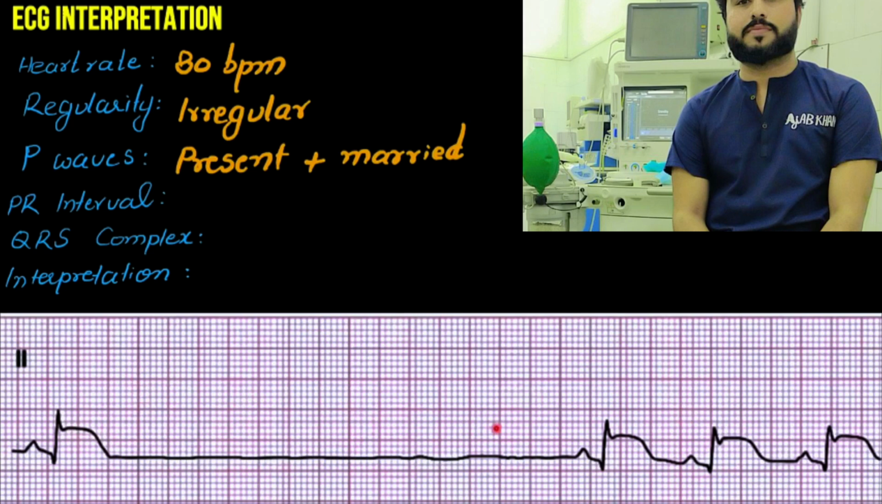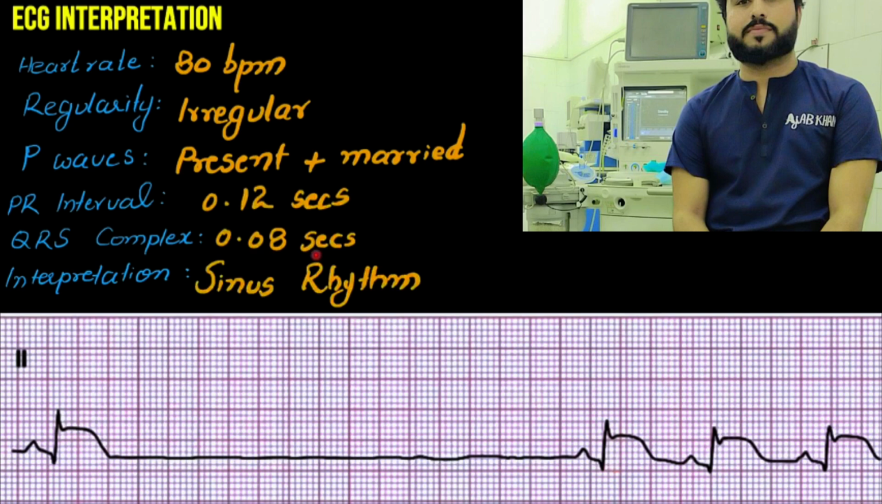Now if you look at the PR interval, it is within one large box. Look over here, the PR interval is within one large box. And if you look at the QRS complex, in this you cannot say the QRS complex is wide because there is ST segment elevation. Normally the QRS complex would have come down over here like this, so it would have been 2 small boxes wide. So we don't consider the ST segment elevation as a part of the QRS complex. Now this is the QRS complex. It is 2 small boxes wide, so it is almost 0.08 seconds. And this is a sinus rhythm.